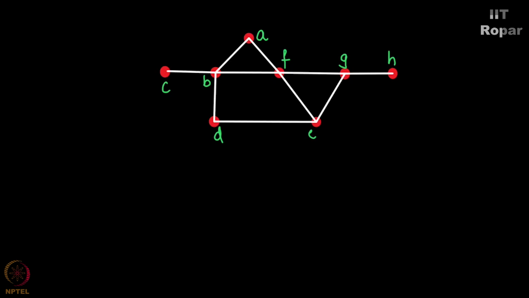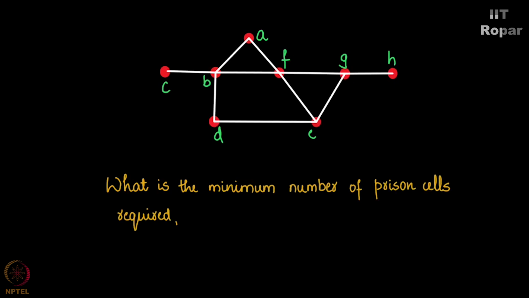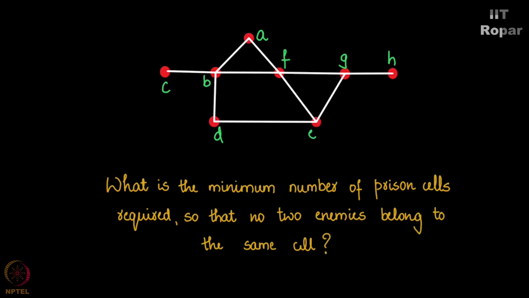But you see, A and E can actually be in the same prison. You can reduce a prison cell, right? So, pause the video and try to figure out what is the minimum number of prison cells that you can think of, so that you can put these prisoners in the prison cell so that no two enemies belong to the same prison cell. Is this even possible? Yes, of course, I showed you. If you had 8 prison cells, it's possible for you to assign 1 per prison cell. Can you reduce it? How less can you manage with?